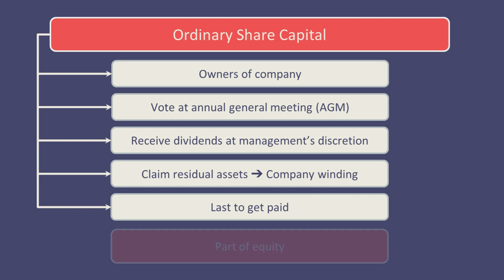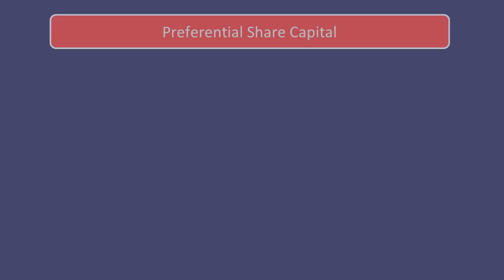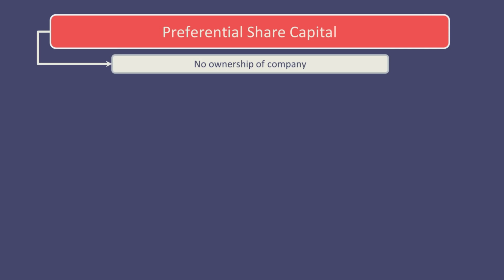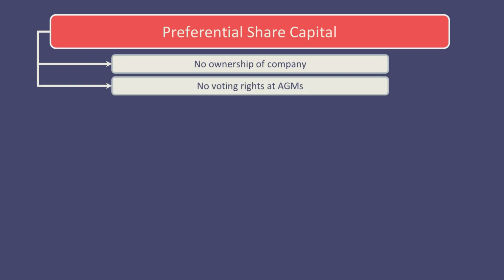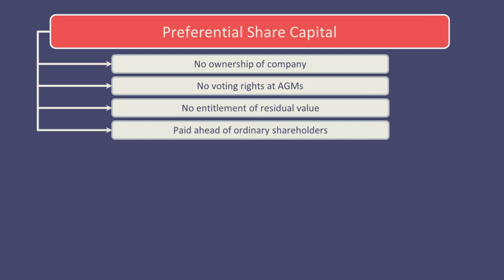Ordinary shares form part of the equity of the company. Preference share capital. Preference shares do not give shareholders ownership of the company. Preference shareholders cannot vote at AGMs. Preference shareholders are not entitled to the residual value when the company is wound up. Instead, they will be repaid the amount they invested prior to the ordinary shareholders receiving their residual.